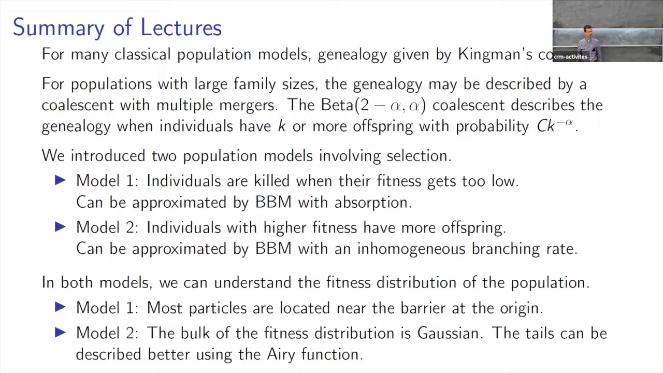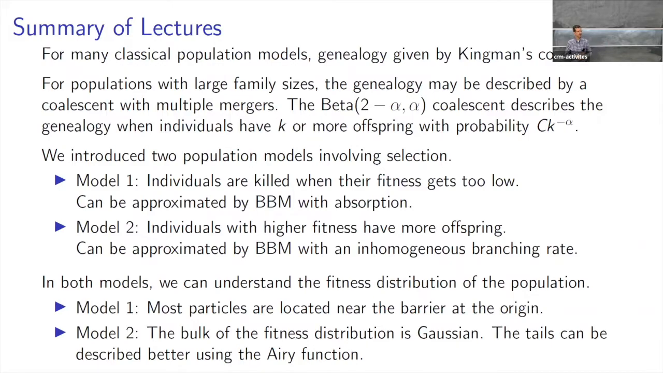We introduced two population models involving selection. In the first population model, individuals were killed when their fitness gets to be too low. And we argued that this population model could be approximated reasonably well by branching Brownian motion with absorption. And in the second population model, individuals with higher fitness are more likely to have offspring. And we approximated this population model by using branching Brownian motion with an inhomogeneous branching rate. So in both of these models, we were able to use the tools that are available for studying branching Brownian motion to get some rather precise information about how the population evolves over time.